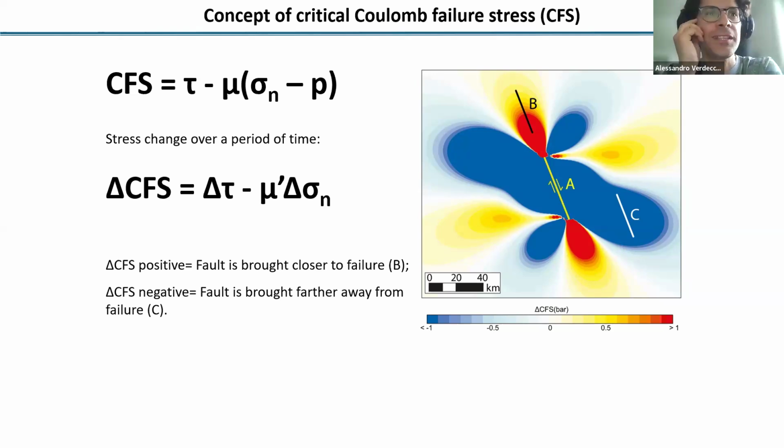But anyway, we have our source fault, which in this case is a strike-slip fault, A, and there are some receiver faults surrounding the source fault. B is located in a red area, so it is brought closer to failure by the earthquake that is produced by the source fault, while fault C is located in the stress shadow, and theoretically that fault is brought further away from failure.